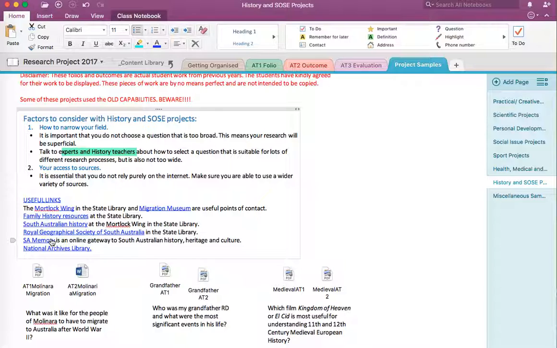SA Memory also has little gateways into the past, gives you an idea of what it was like in South Australia in 1920 or 1940 or the early settlements, what the culture was like. And then on a broader scale, there's also the National Archives Library. So these links are particularly useful for Australian and South Australian history.